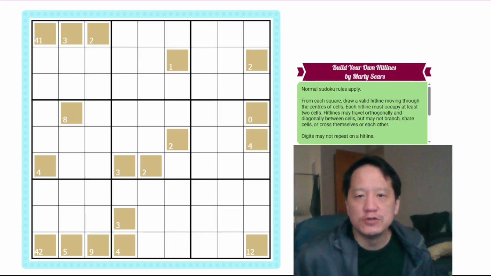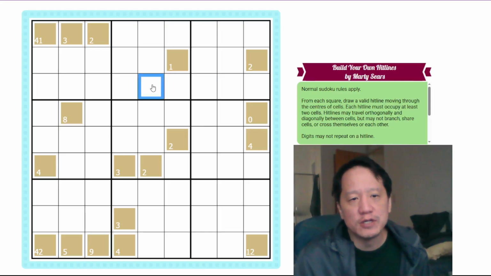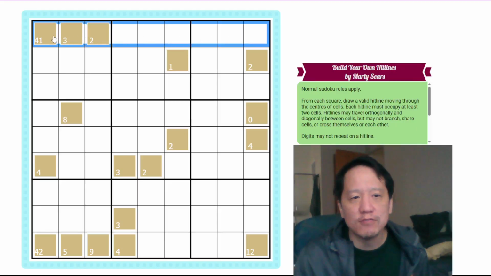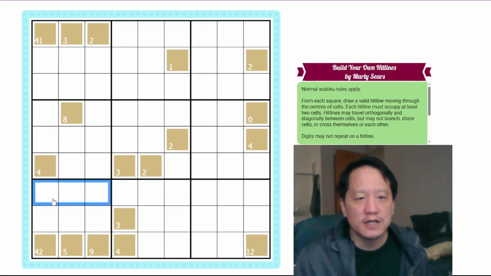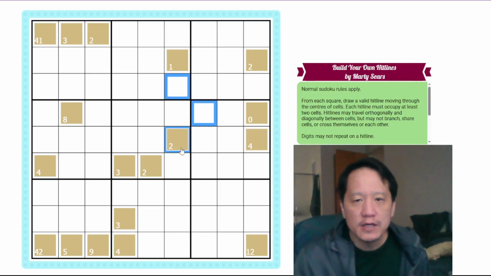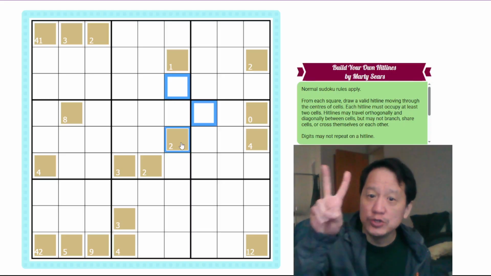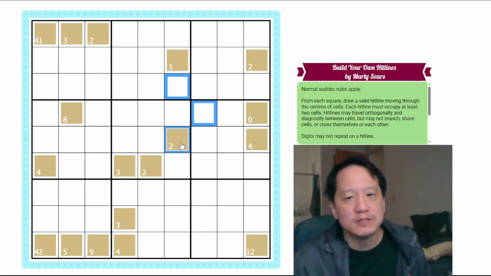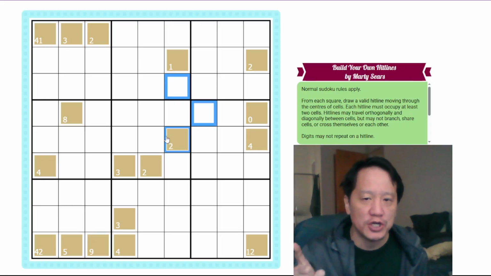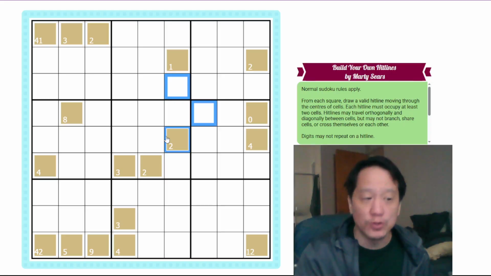Normal Sudoku rules apply, which means in every cell in the grid, place a single digit from 1 through 9 such that there are no repeats in any row, column, or designated 9-cell region. From each square, draw a valid hit line moving through the center of cells. Each hit line must occupy at least 2 cells, and hit lines may travel orthogonally and diagonally between cells, but may not branch, share cells, or cross themselves or each other.